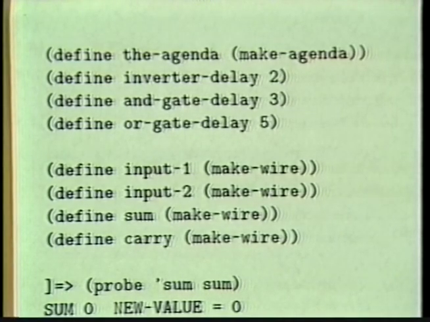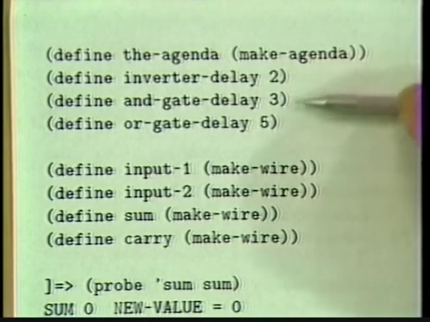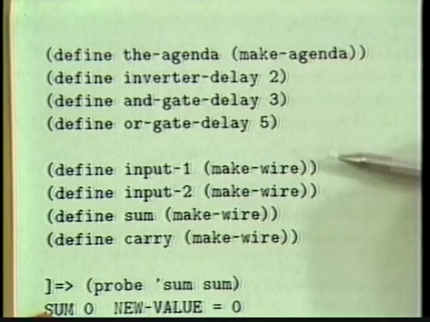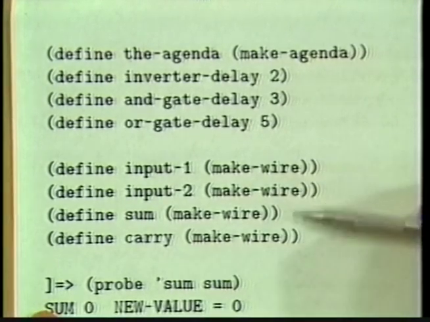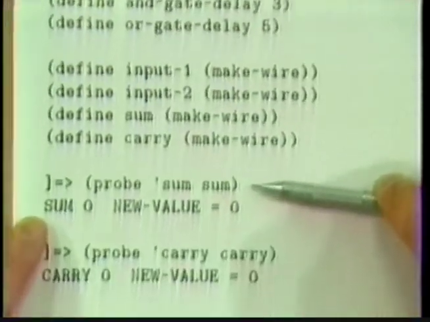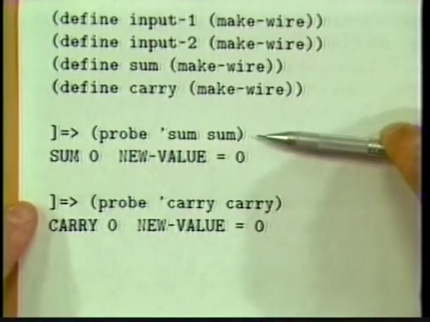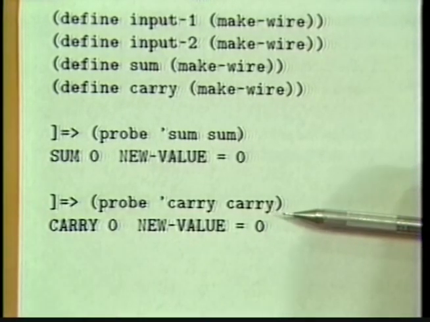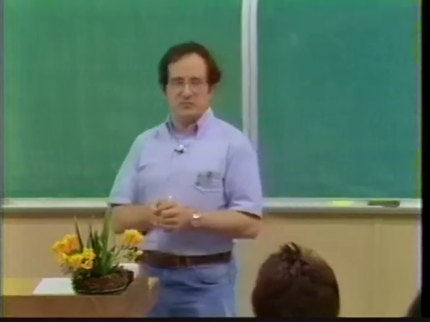Well, in any case, what we have here is a few simple things, like there's inverter delays being set up and making a new agenda, and then we can make some inputs: input 1, input 2, a sum and a carry, which are wires. I'm going to put a special kind of object called a probe onto some of the wires, onto sum and onto carry. A probe is an object that has the property that when you change a wire it's attached to, it types out a message. It's an easy thing to do.